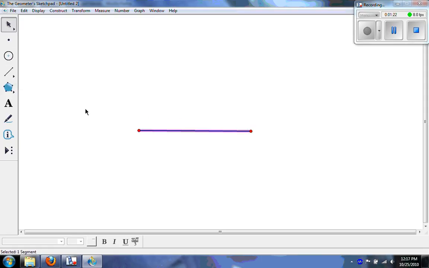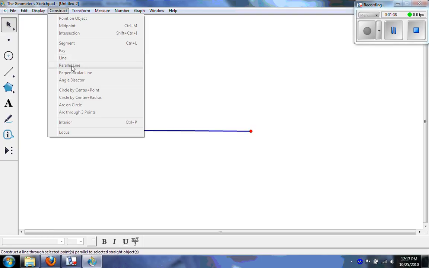Now, if I'm trying to create that right angle, I have to think about what properties I know of right triangles. Well, I know that with a right angle, that means two sides are perpendicular. Under Construct, one of my options is to construct a perpendicular line. Now, if you look in the bottom left, there are directions on how you do constructions, and it says construct a line through selected points, perpendicular to selected straight objects.